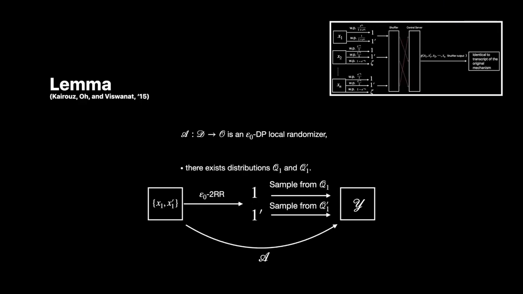Okay. So now we have this. What is a mechanism from binary data into any data set? It's something more than just two distributions saying if your input is 1, sample from Q1, and if your input is 1 prime, you should sample from Q1 prime. So just on x1 and x1 prime, A can be broken down like this as binary randomized response, and then sampling.